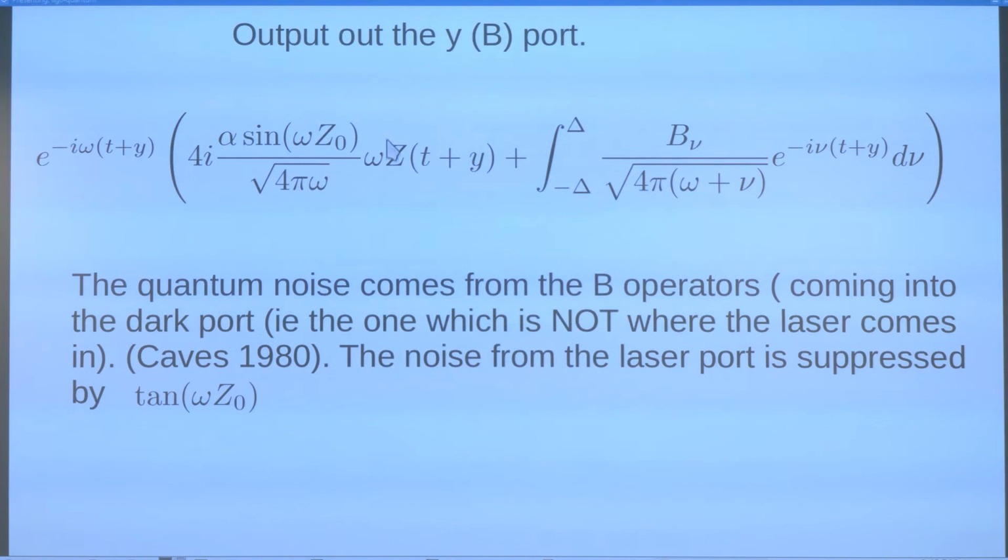This term, of course, the mirror gets moved around because of the radiation pressure acting on it from the laser. And so there's a noise source in here, which again comes from only the B's, the B annihilation and creation operators. The A stuff comes symmetrically and hits the mirror, and they just cancel out. They put exactly the same pressure on the mirror.